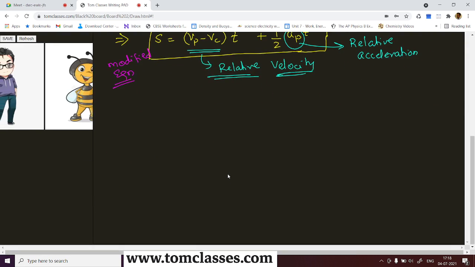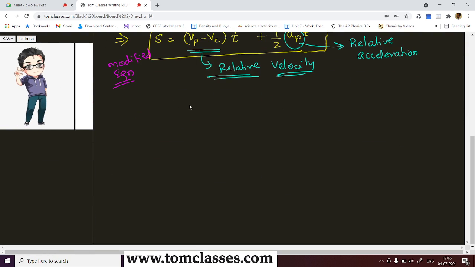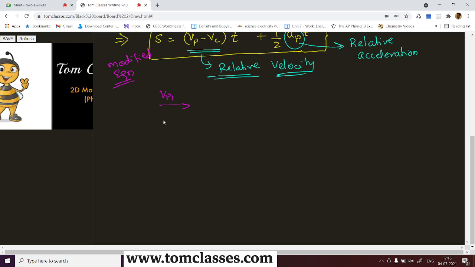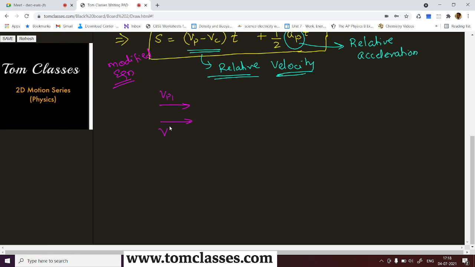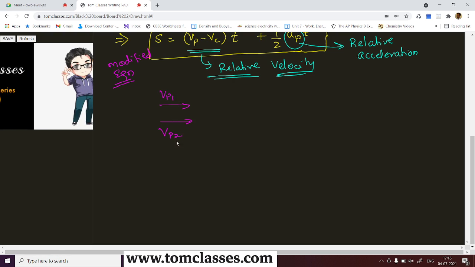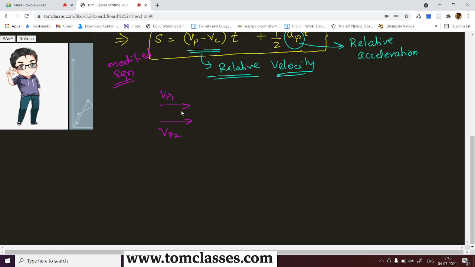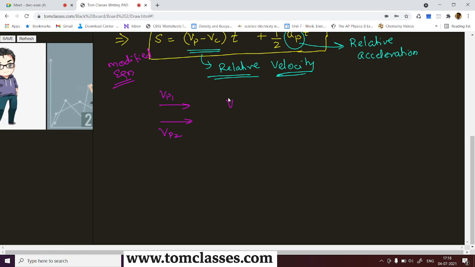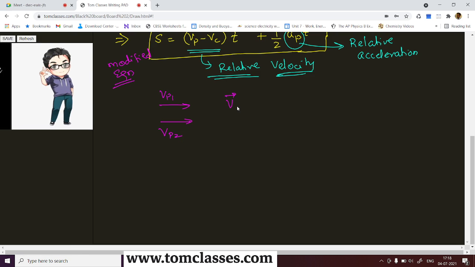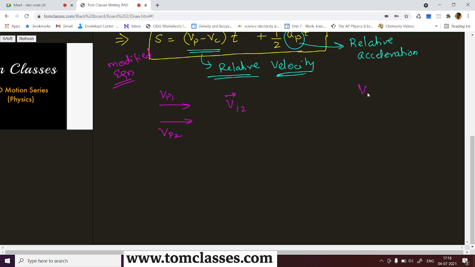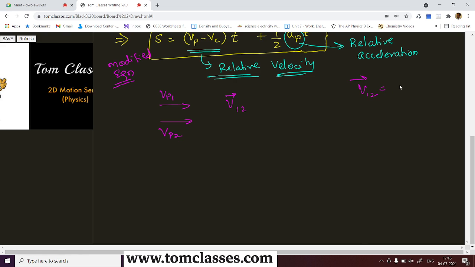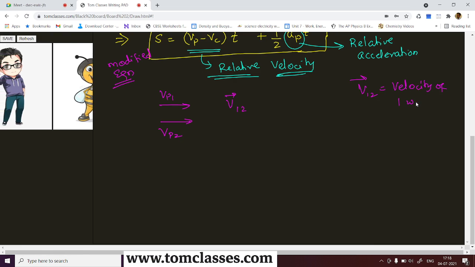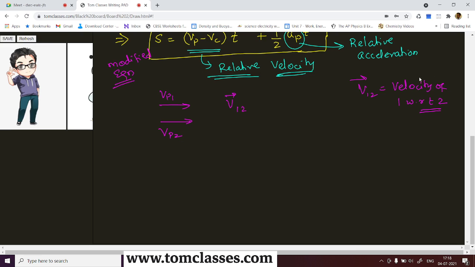Something interesting is there: suppose the velocity of party 1 is in the same direction as the velocity of party 2. Then what has to be the relative velocity? The velocity of party 1 with respect to 2. How to read it? v12, the velocity of 1 with respect to 2. That's how we are going to read it.